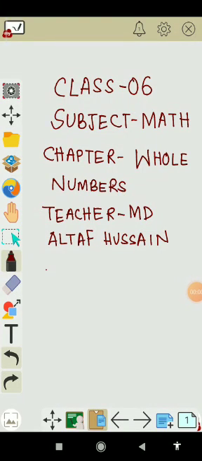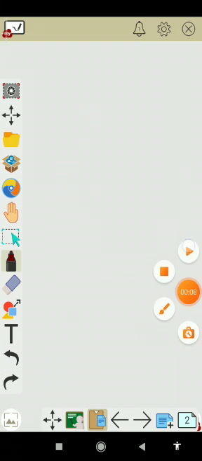Students, welcome to class 6 subject mathematics, chapter whole numbers, and it's me MD Altaf Hussain. So today we will learn about whole numbers.